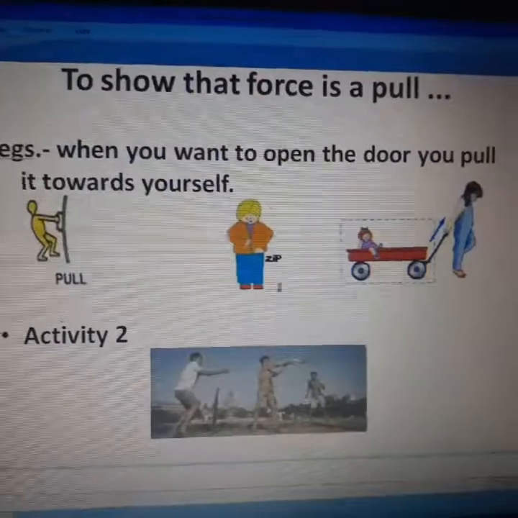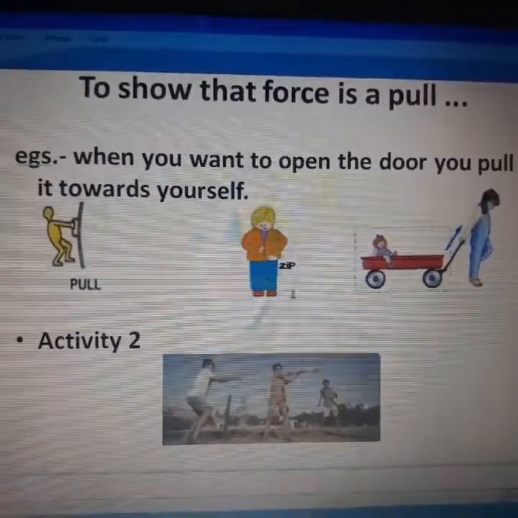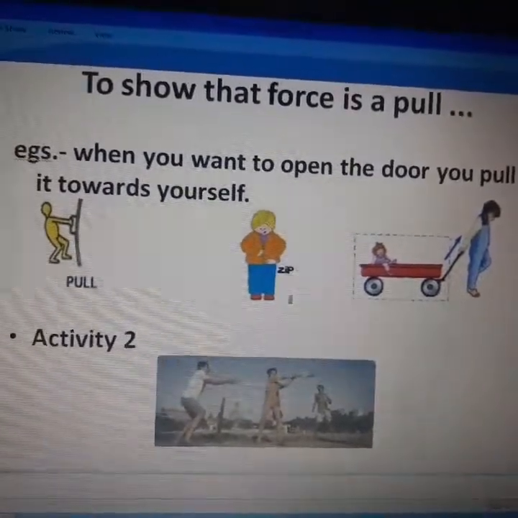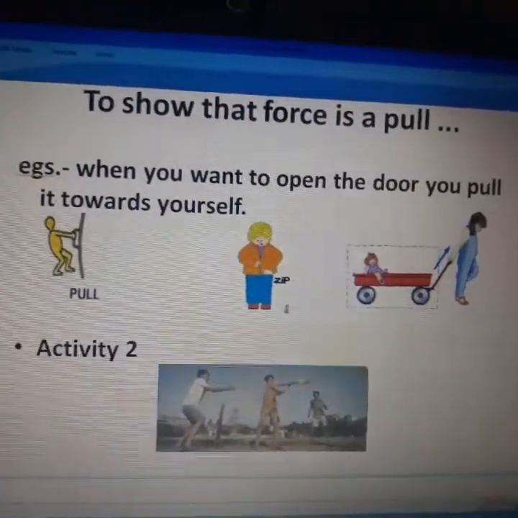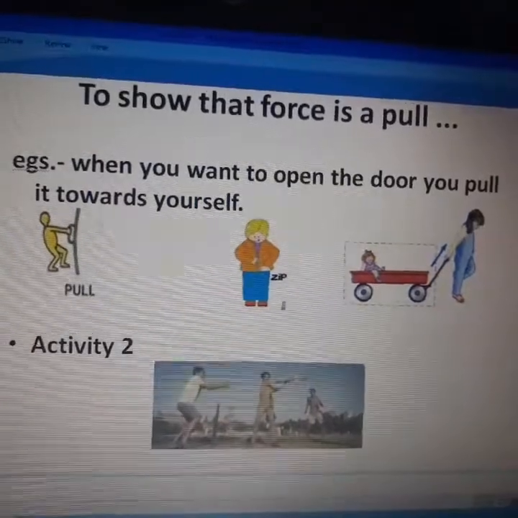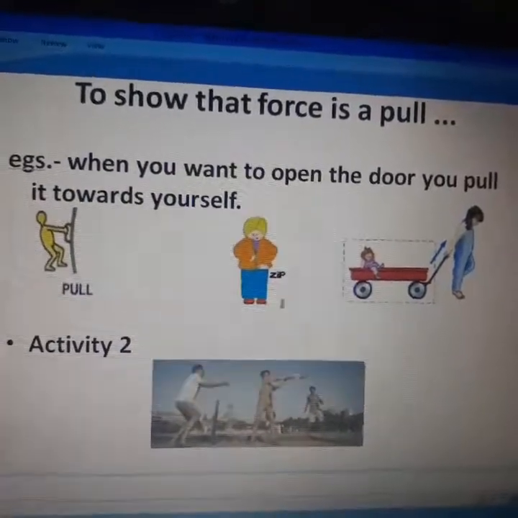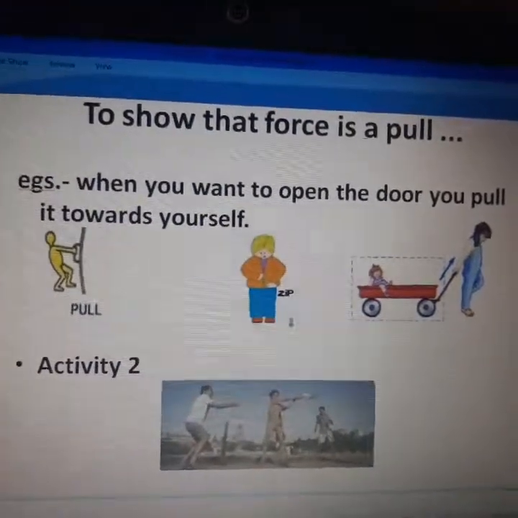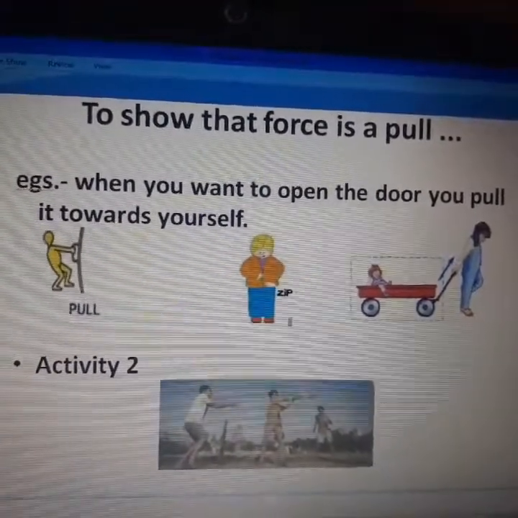Force is also a pull. For example, when you want to open the door, you pull it towards yourself. You want to zip your jacket, you pull up the zip. Here you will look at the picture of a girl pulling the pram.